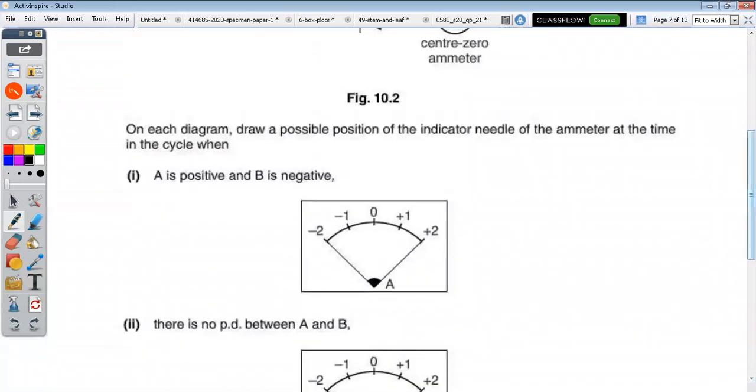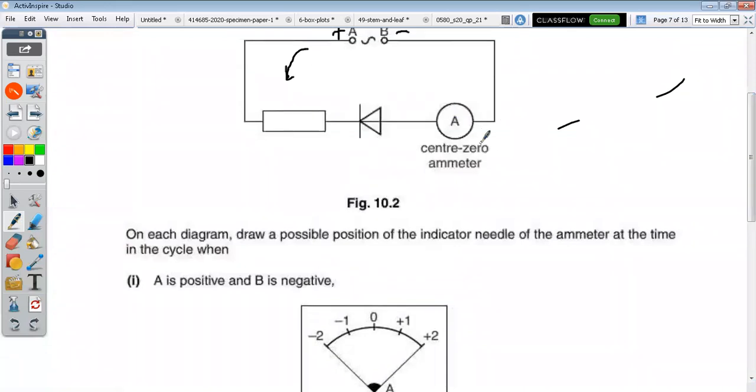Because your galvanometer simply responds to change in voltage or change in current. This is a center zero ammeter. So when there's no current flowing, no potential difference, you expect the needle to be at zero. How are you together? Yes, sir.